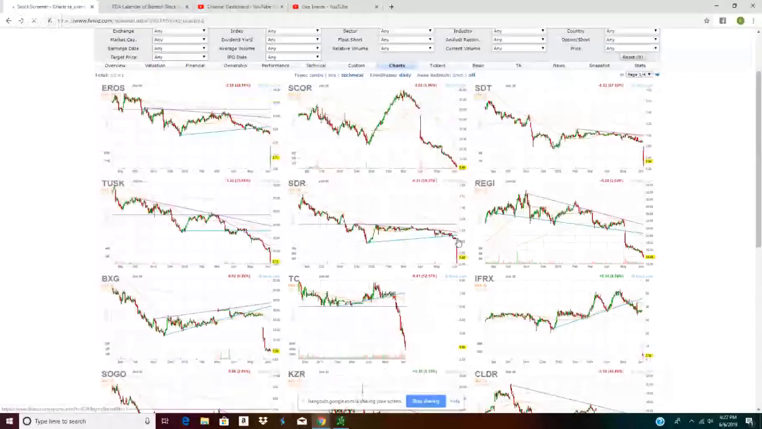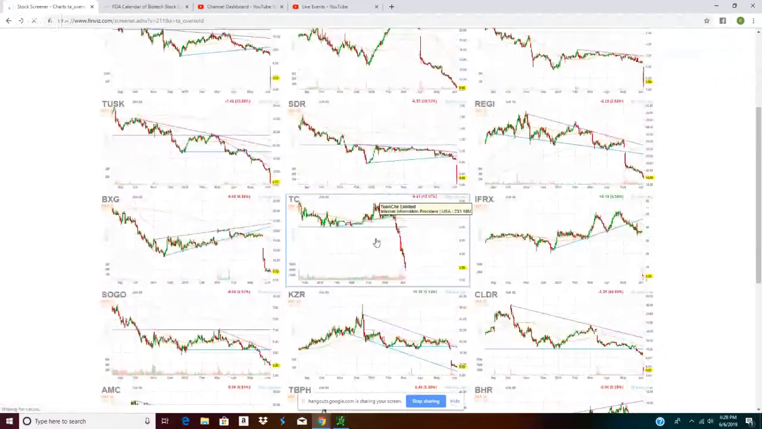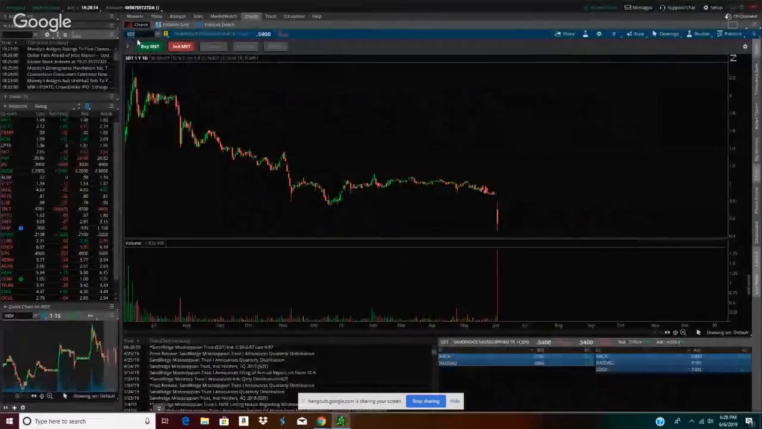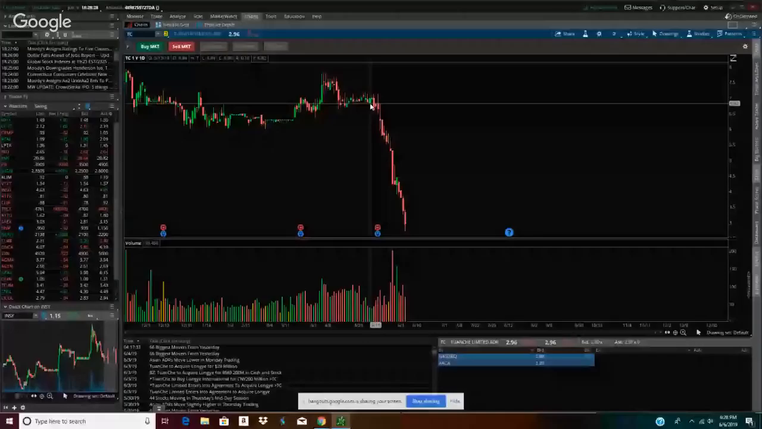Oh, TC. Let's look at this one. Let's look at TC. Do you see what I'm seeing? Are you liking that? Or are you not loving it? Look at all that bleeding. Man, I love the chart. I don't know if it fits the mold or the criteria. You'll have to find that out on Finviz.